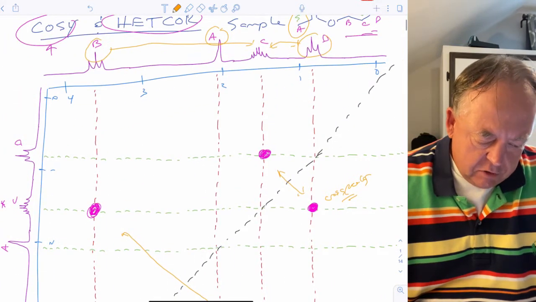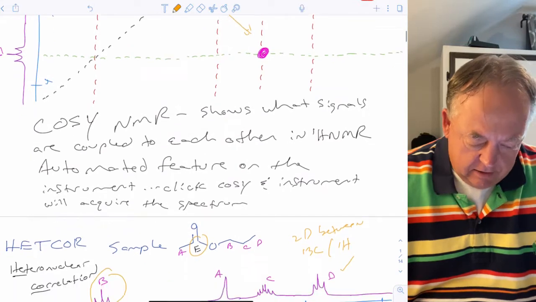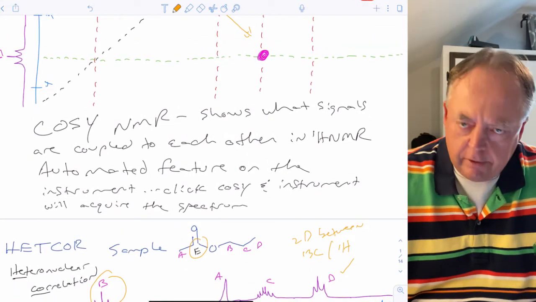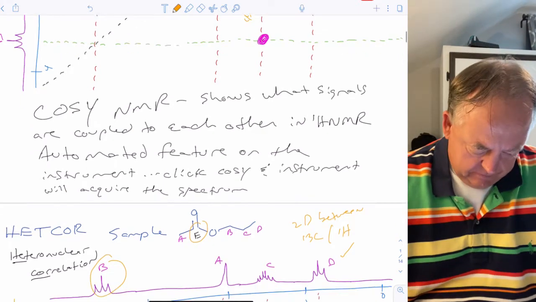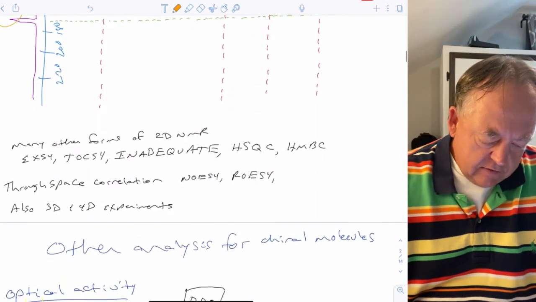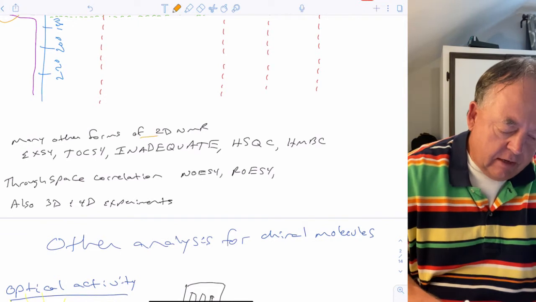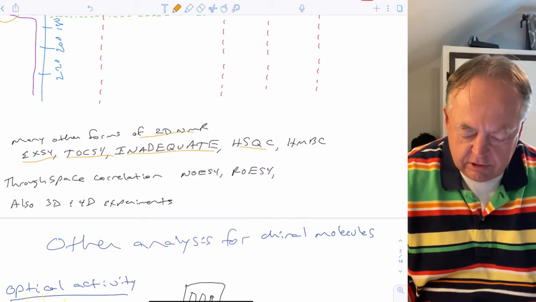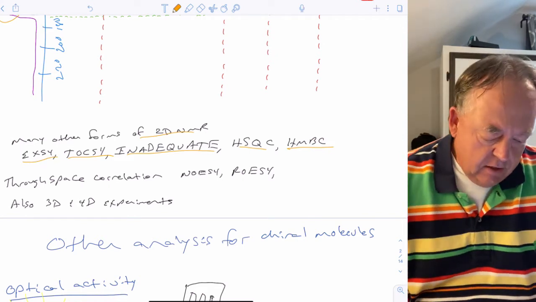The theory again is pretty complex, and it's more useful for very complex molecules when you can't figure out what all the signals are coming from. And there's lots of other forms of 2D NMR. You can do what's called TOCSY, INADEQUATE, HSQC, HMBC.